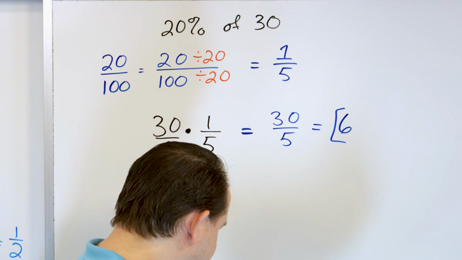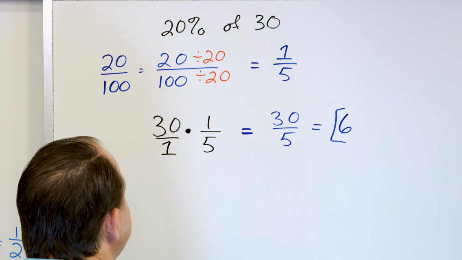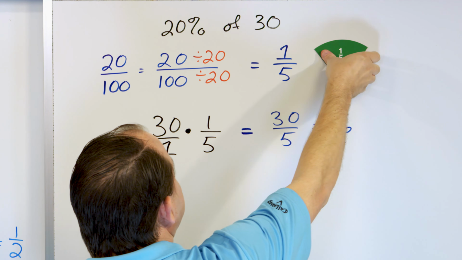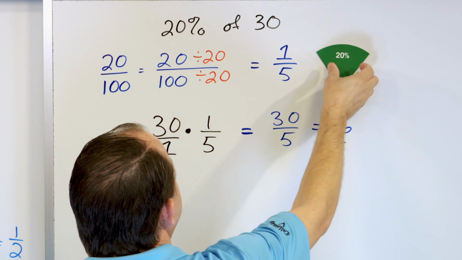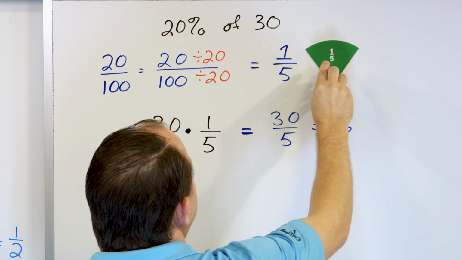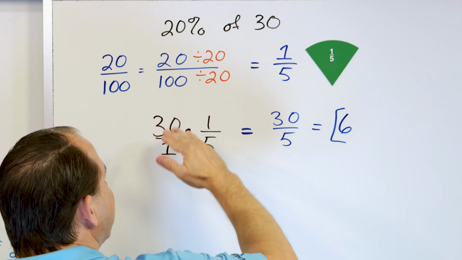Now what I would like to do next is show you, of course, that the fraction 1/5 here is represented by this green wedge right here. If you flip this over, that is equivalent to 20%. So I'm just kind of showing you that 20% is exactly the same thing as 1/5. And so we multiply the fraction to cut it down.